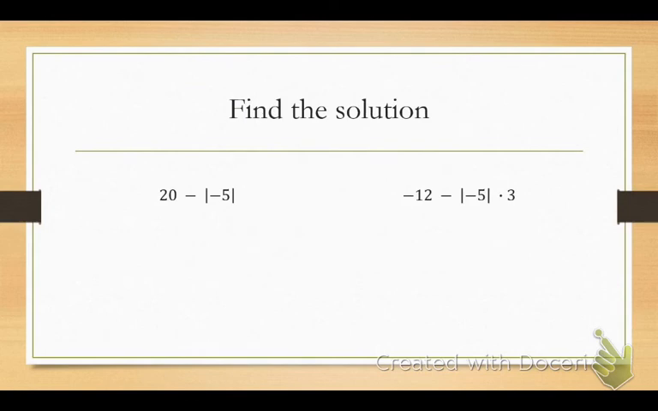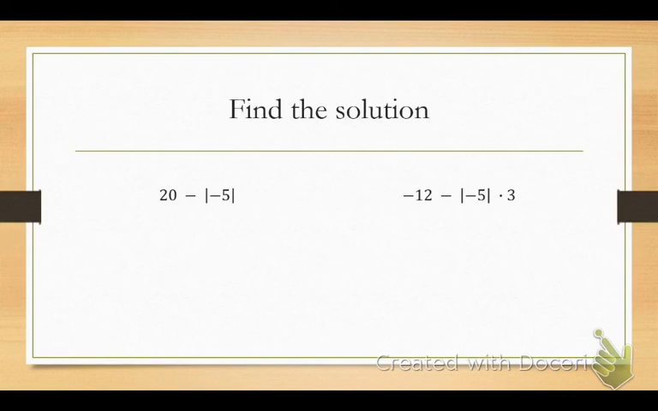All right, last, find the solution. This is our last slide. Find the solution. 20 minus the absolute value of negative 5, and negative 12 minus the absolute value of negative 5 times 3. I will caution you on the second one. You need to make sure you follow order of operations. I had quite a few people get it wrong last hour because they forgot to follow order of operations.